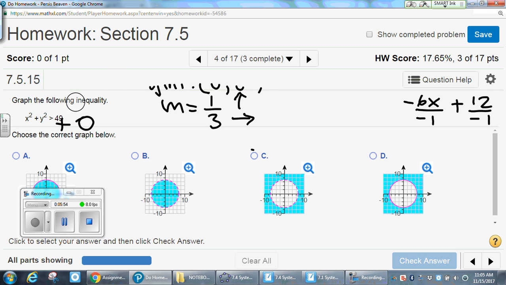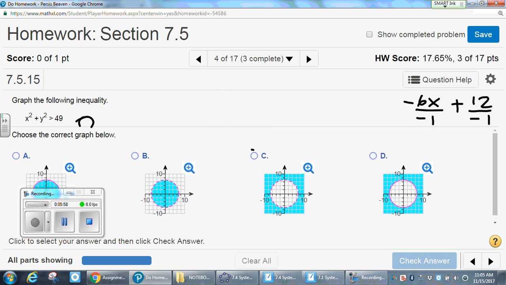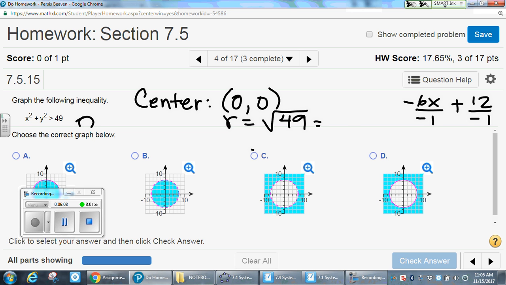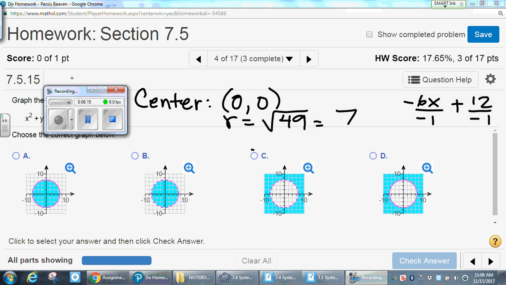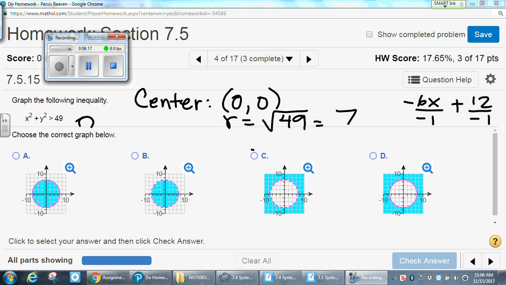Right, now we have a circle here. The center of the circle is at the origin, 0, 0, and the radius is the square root of 49, which is 7. You can see any of those answers matches, but we're going to eliminate one right away. Should we have a solid or a dash line? Dash, right? So we're going to eliminate A.